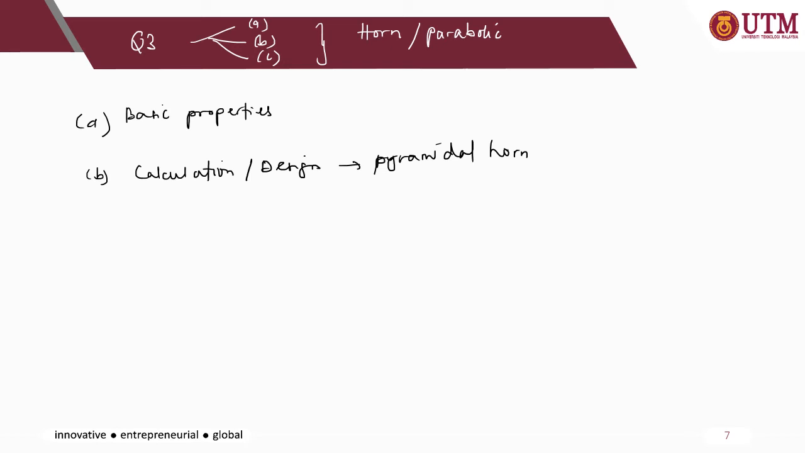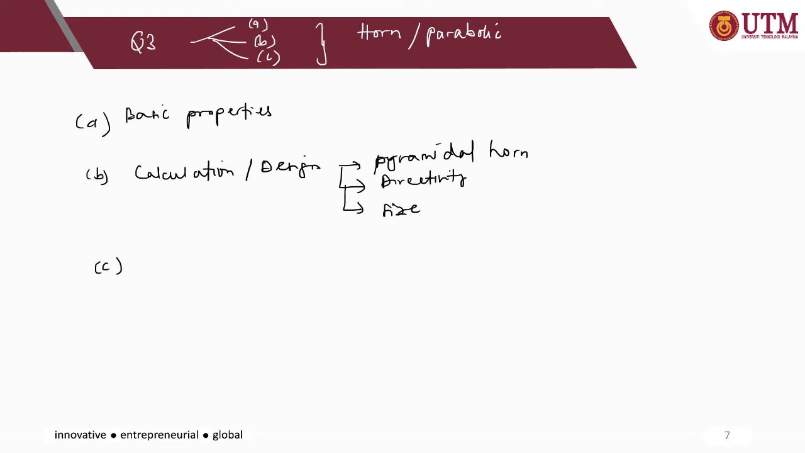And then, okay, the pyramidal horn, so whatever parameters needed, for example, the directivity or gain, and how about the size, and then what other parameters needed in designing the horn antenna.